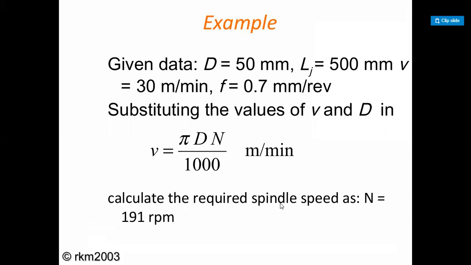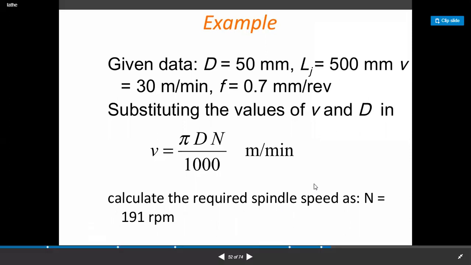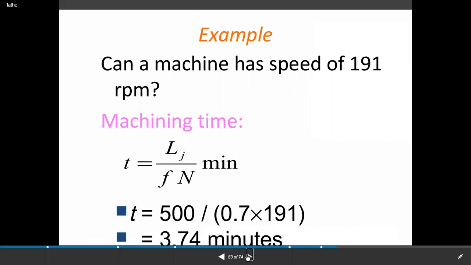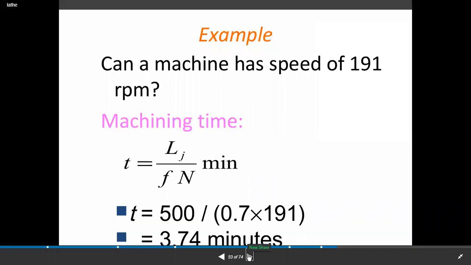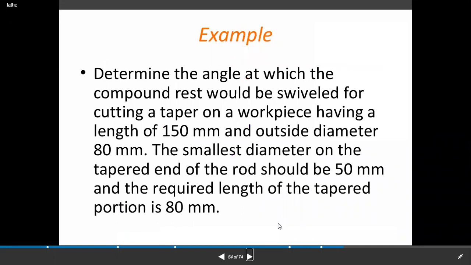I will share this PPT to your group also. So v is equal to pi d n upon 1000. This formula is important as per your calculation, and another formula is machine time t, that machine time in minutes, that is t is equal to l upon fn. L is the length of machining and f is the feed, and n we have already calculated in your previous part. So t is equal to 3.74 minutes. So that is your machining time for any problem.